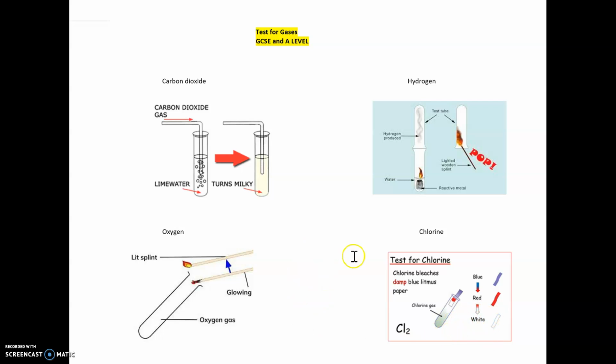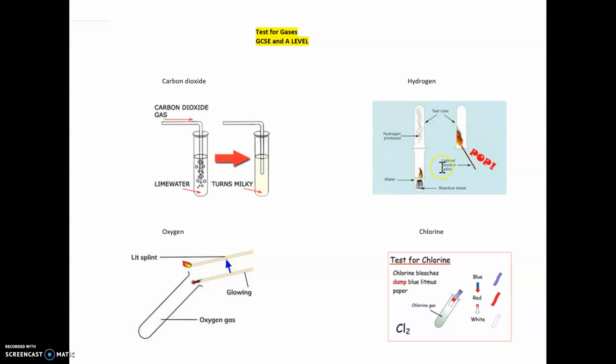So the other thing they can ask is how you will create these gases. If you were to create carbon dioxide, you'll just get some form of carbonate like calcium carbonate, and you will add it to hydrochloric acid, where carbon dioxide can be produced and collected.